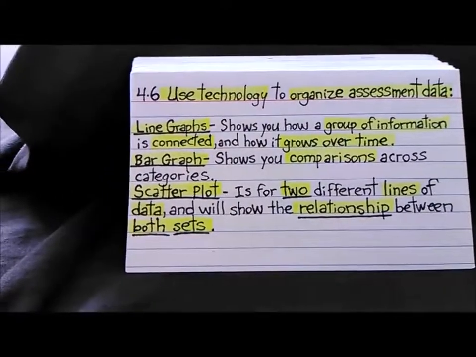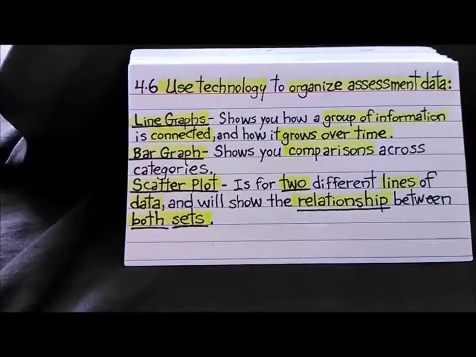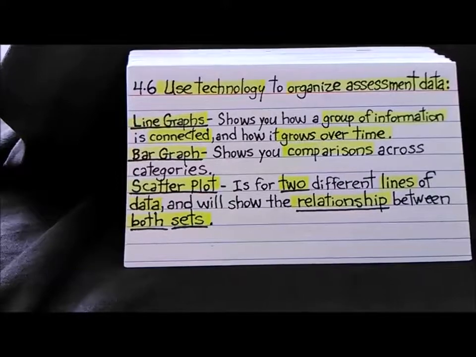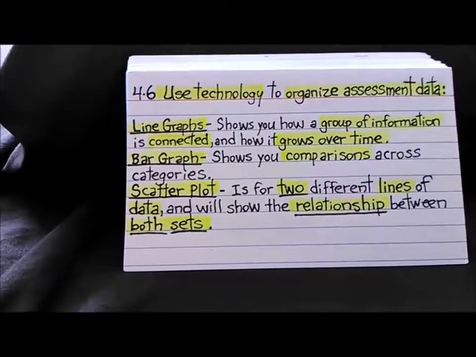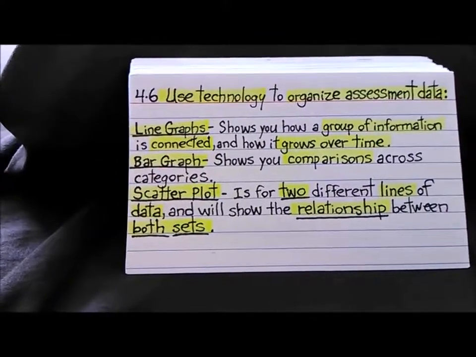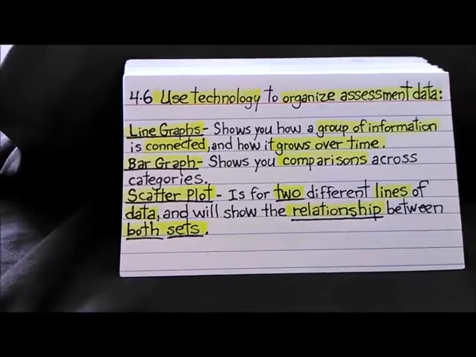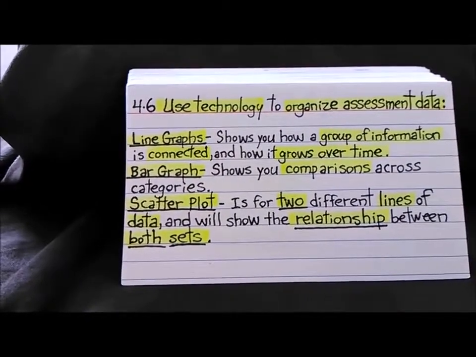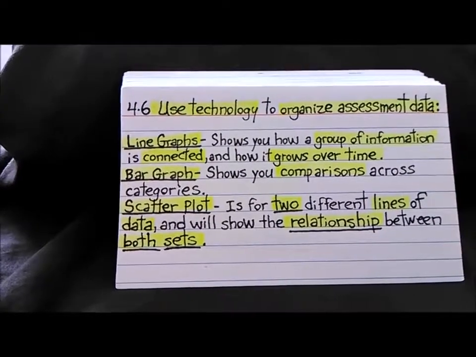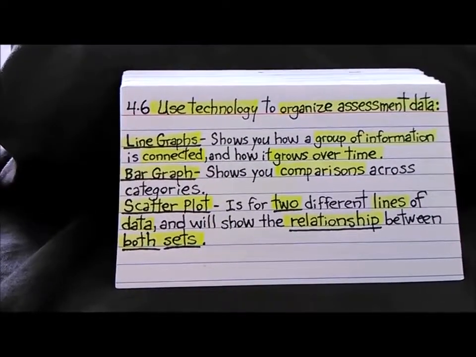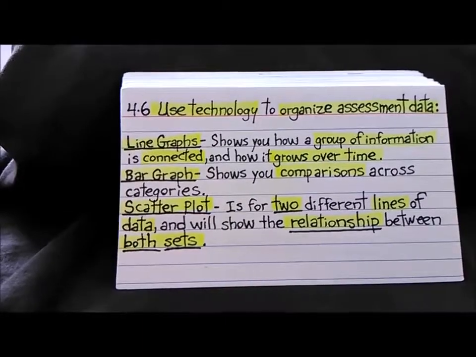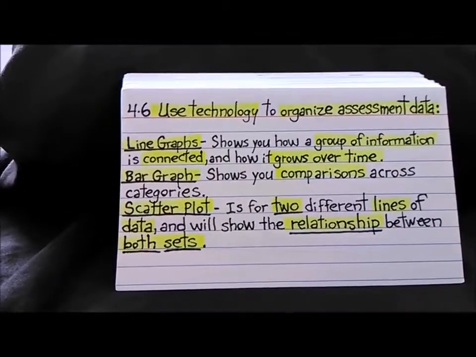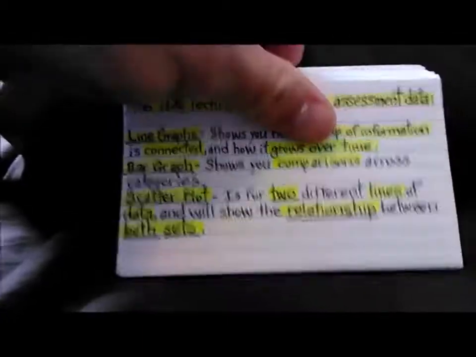Use technology to organize assessment data. Line graphs show you how a group of information is connected and how it grows over time. You know what a line graph is. Bar graphs show you comparisons across categories. And then a scatter plot is for two different lines of data and will show you the relationship between both sets.